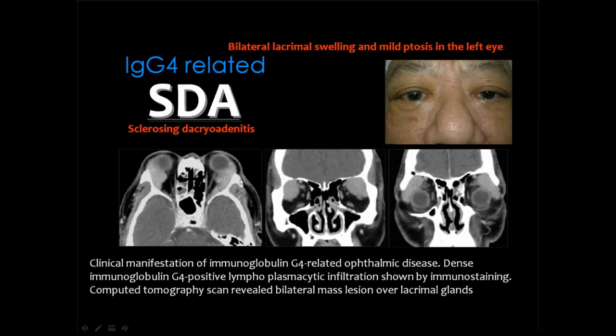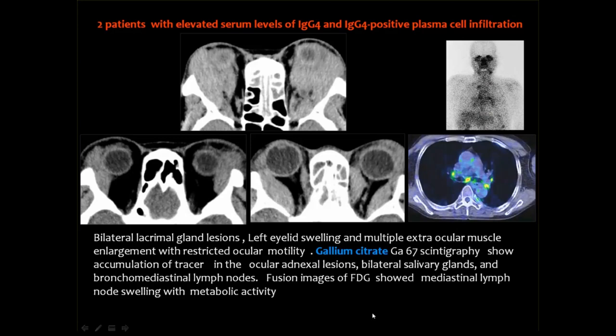And this is another example, bilateral almost symmetrical lacrimal gland enlargement with homogeneous enhancement. And this will represent a systemic disease, including autoimmune diseases like Mikulicz, Sjögren, sarcoid, and then you include lymphoma, Wegener granulomatosis, and other lesions, and also you include this disease, which is IgG4 related.